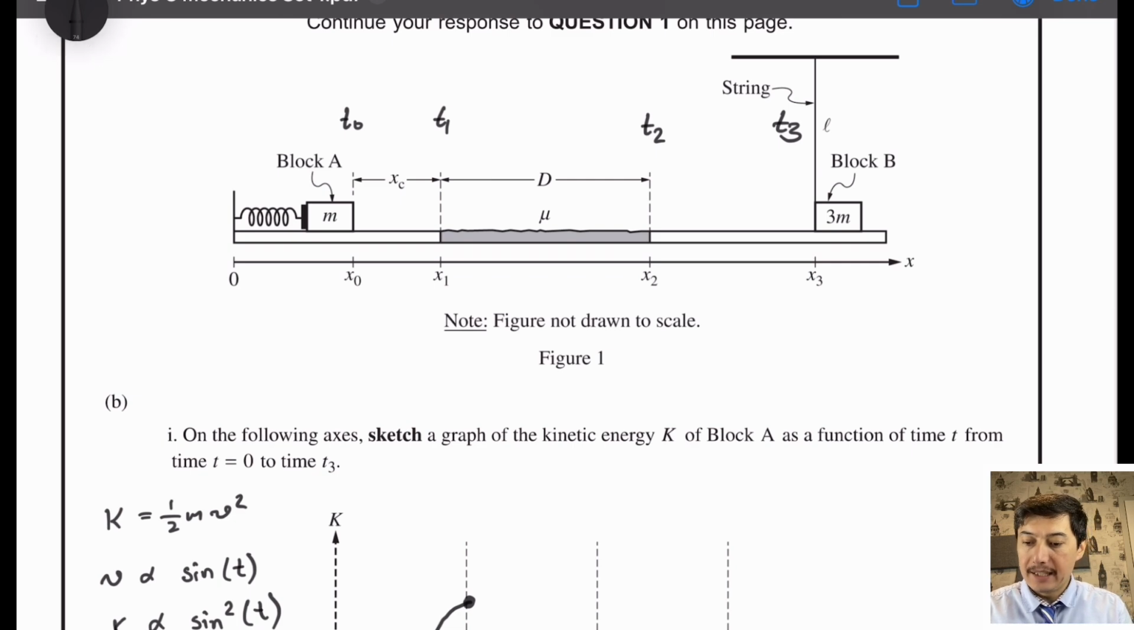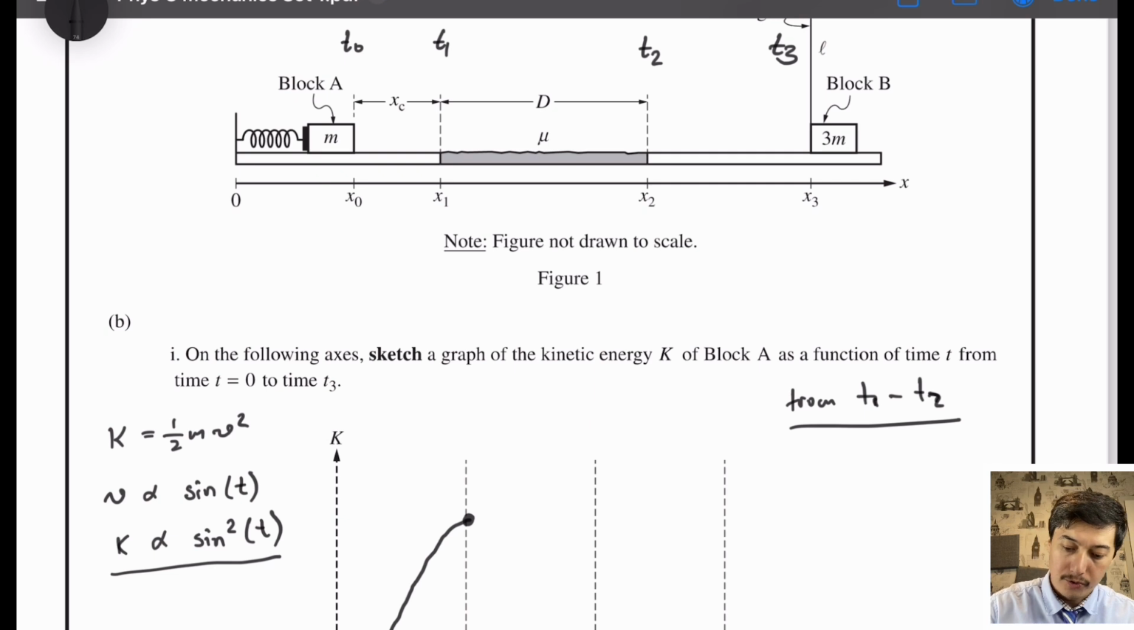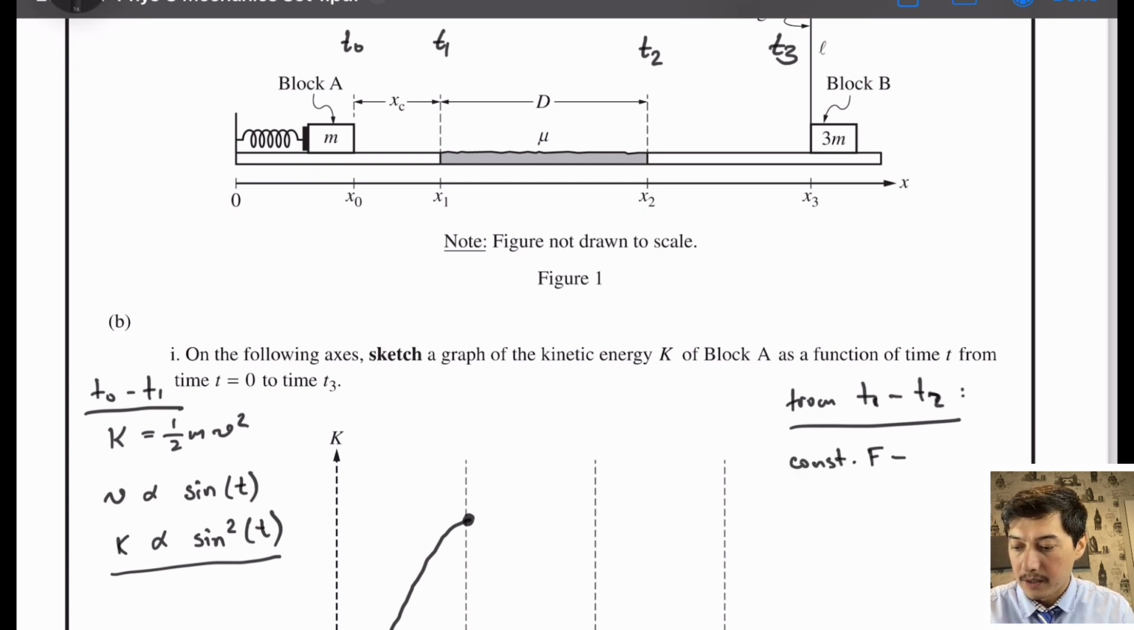From T1 to T2, so it was from 0 to T1, right? From T1 to T2, we have a constant force. That means we have constant acceleration. And this acceleration is negative because the force is going to be in the opposite direction of the motion.